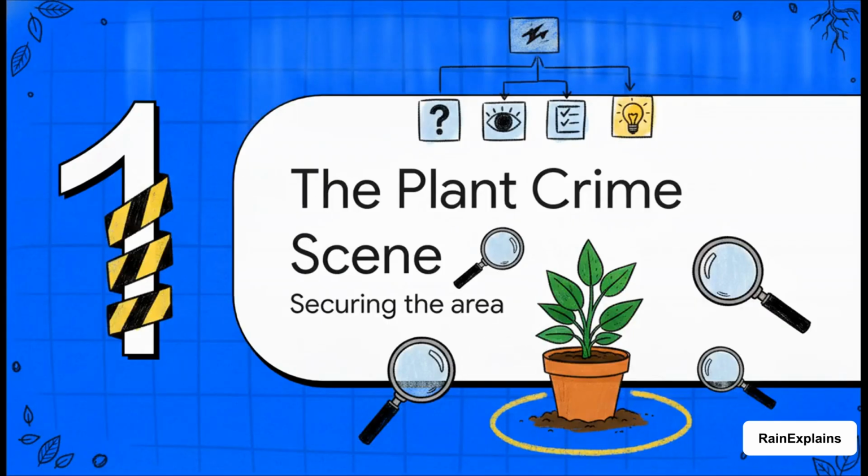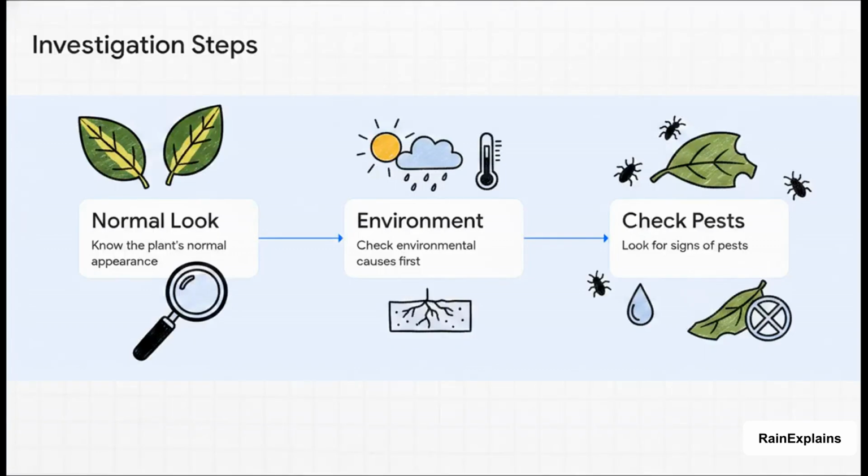The plant crime scene. Okay, to make a proper diagnosis, you absolutely have to follow these steps in order. Step 1. You've got to know what the plant is actually supposed to look like. Sounds completely obvious, right? But it is crucial. Some plants just naturally have variegated foliage, meaning their leaves are intentionally striped or maybe yellow-green.